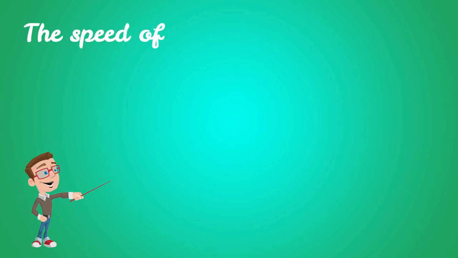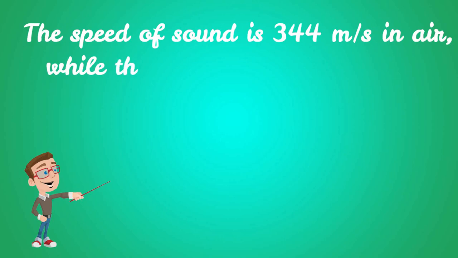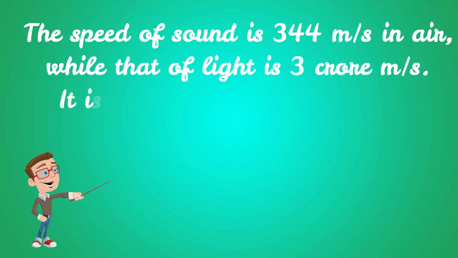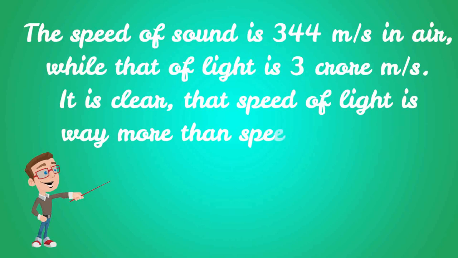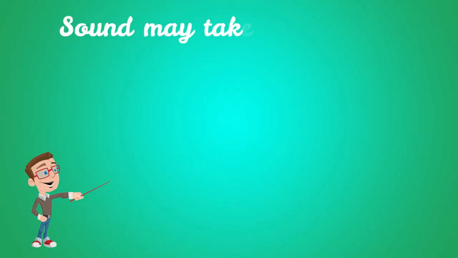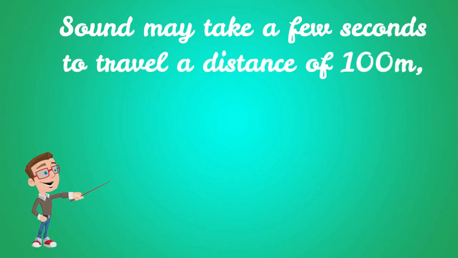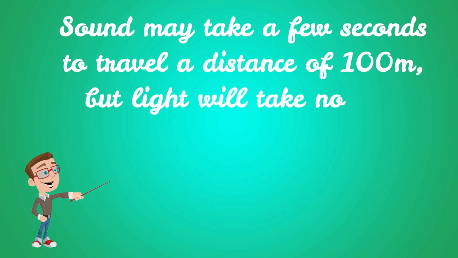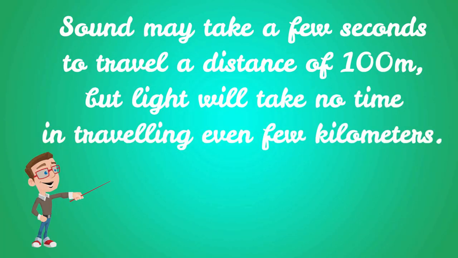The speed of sound in air is about 344 meters per second, and the speed of light in air is 3 crore meters per second, or we can call it 3 into 10 to the power 8 meters per second. It is clear that the speed of light is very great as compared to the speed of sound. So though sound may take a few seconds to travel a distance of 100 meters, light will take practically no time to reach a distance of even a few kilometers.